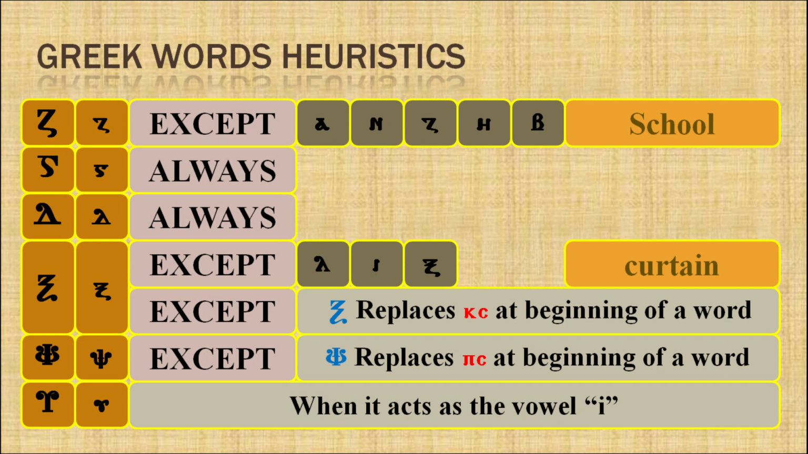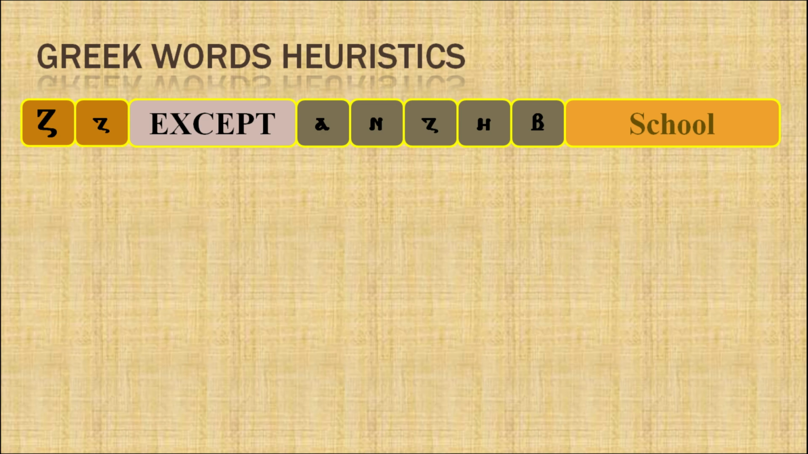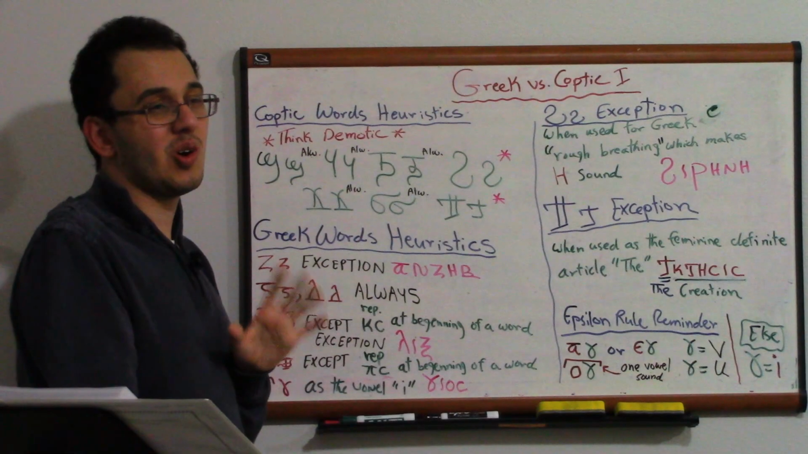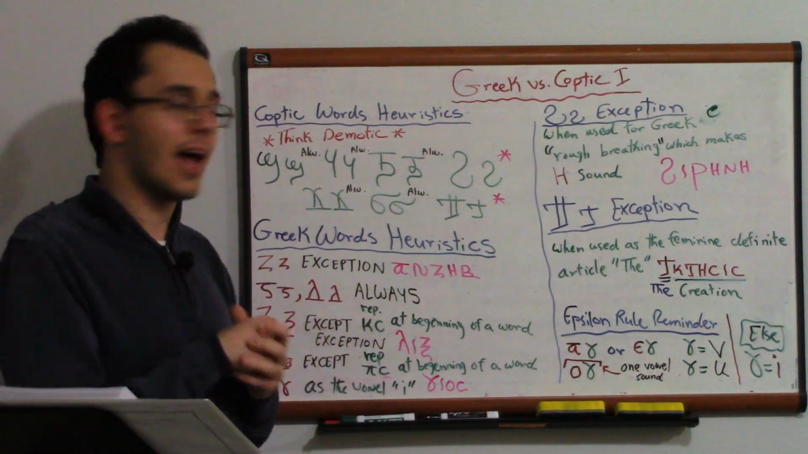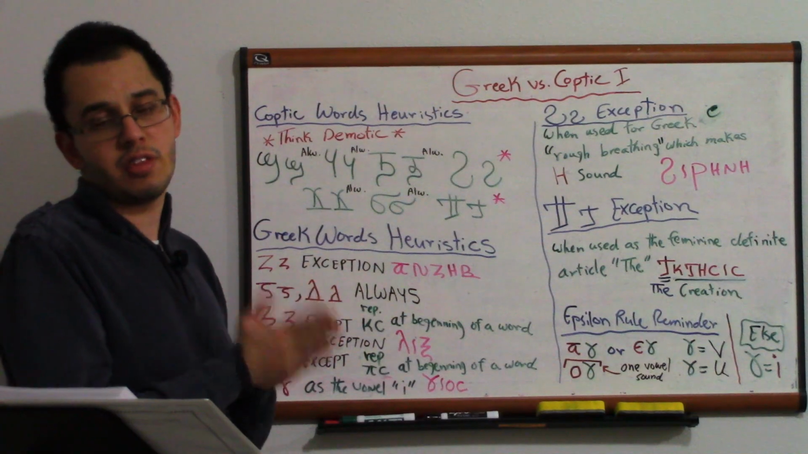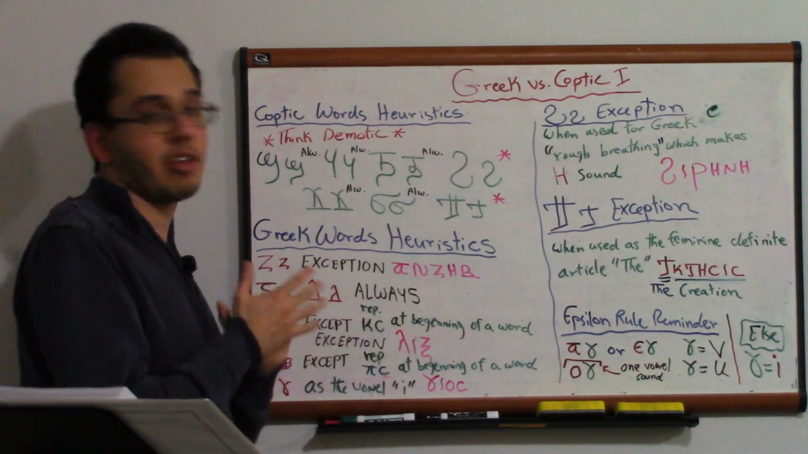So Greek has certain letters that only show up in Greek words. Some of them are very straightforward and some of them have exceptions. So zeta is always a Greek word. The only exception to that is the word anzib, which is school. To my knowledge and all the Coptic books I have looked at, this is the only word that has ever been mentioned as an exception for the zeta rule.